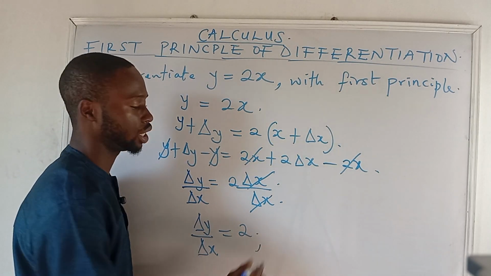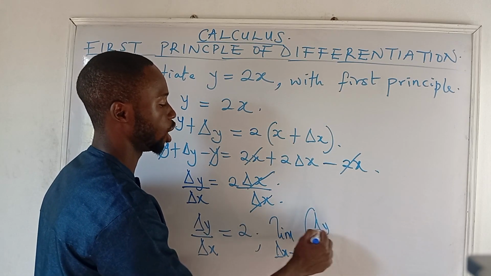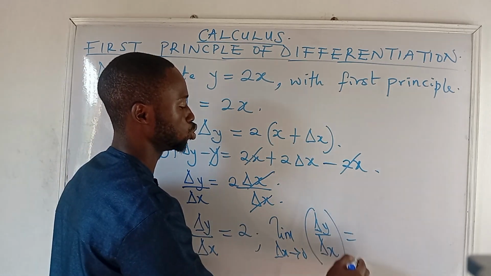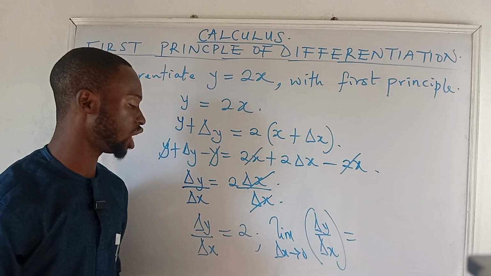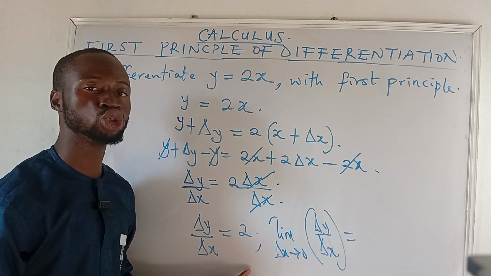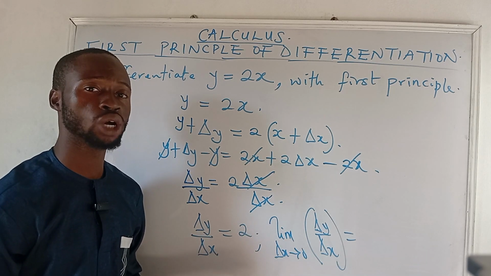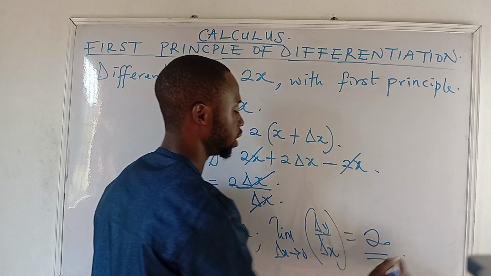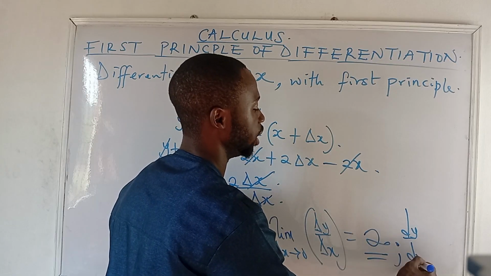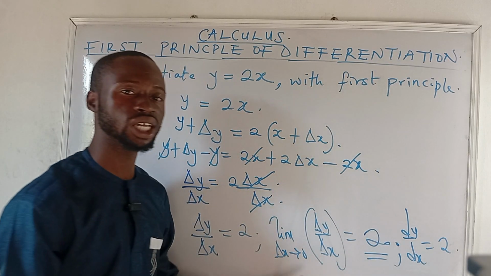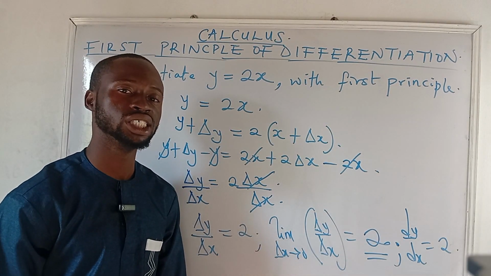So what you do to find dy/dx is you limit the change in x to 0. That basically means if change in x still appears in your solution, you put 0 where it is. But if we check our solution, change in x is no longer there. So I'll just put 2 as the final answer. So this basically means that we have dy/dx equals 2. So when you limit the change in x to 0, this change in y over change in x automatically becomes dy over dx.